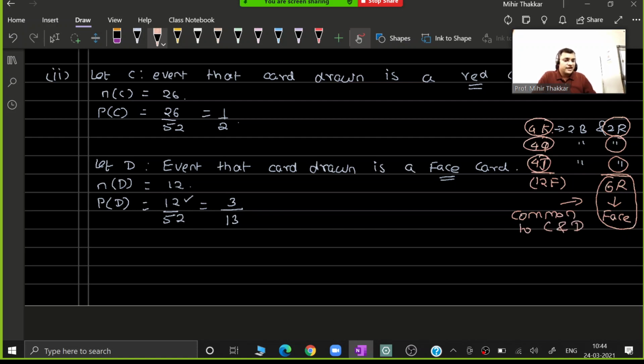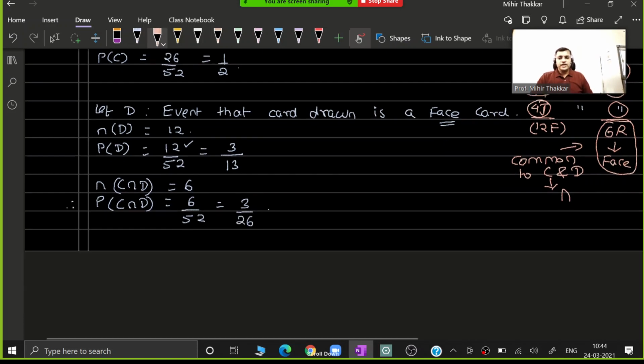And when we talk about common outcomes, it is always indicating the intersection of the events. So here I will write N of C intersection D is equal to 6, and therefore P of C intersection D is equal to 6 upon 52, reducing it by 2, you will get this is equal to 3 upon 26.